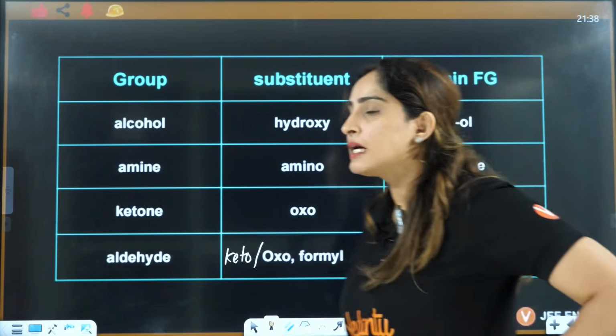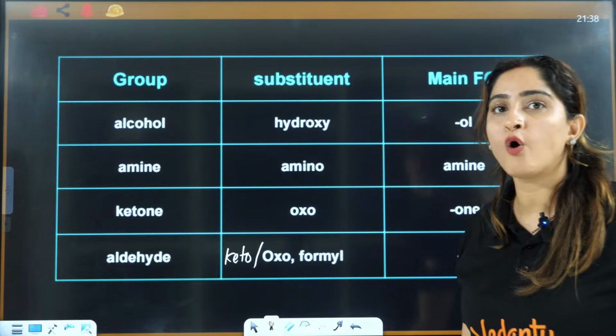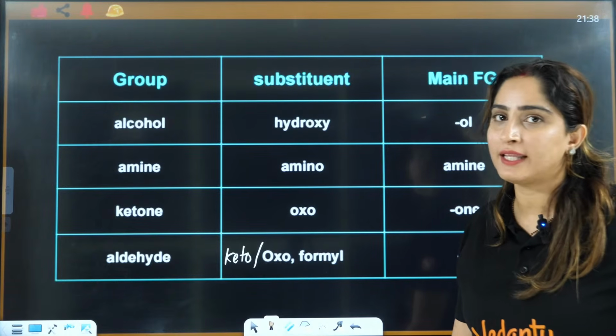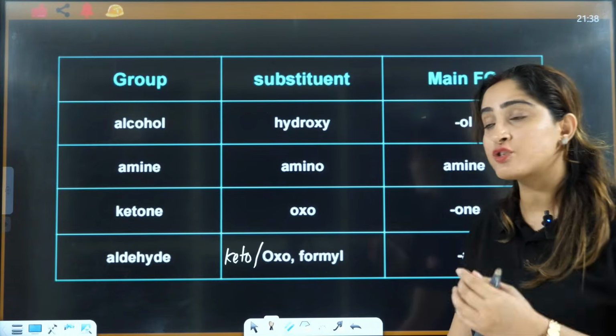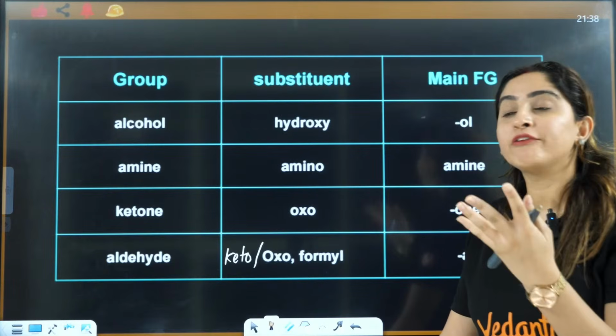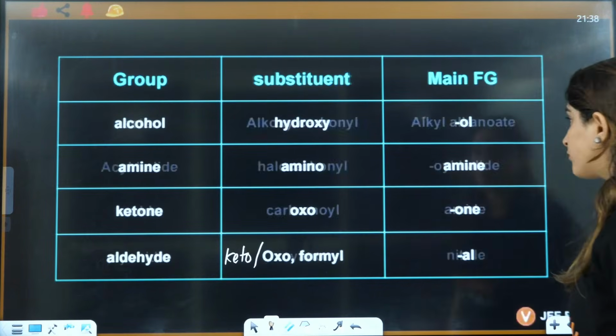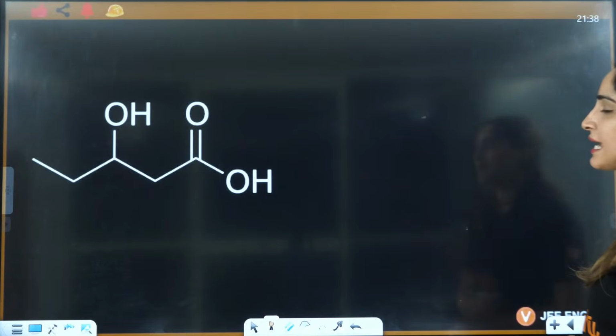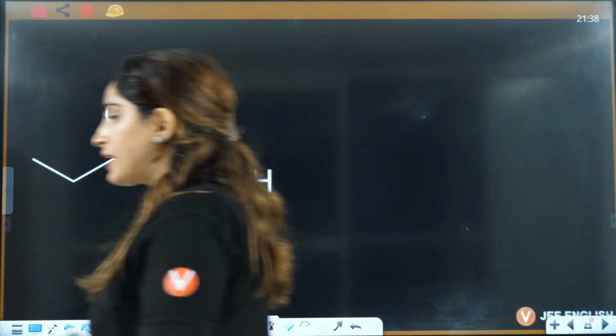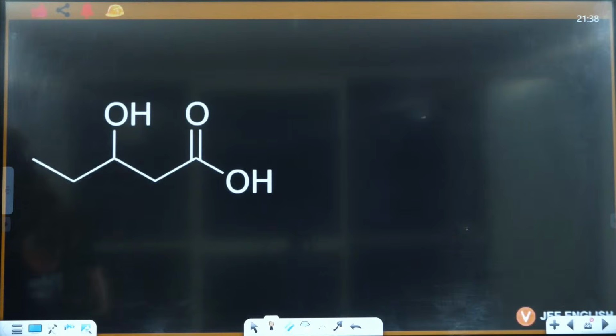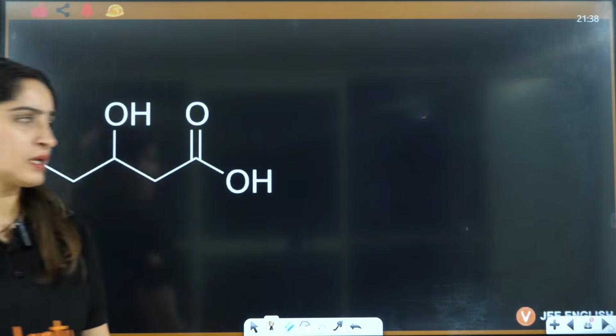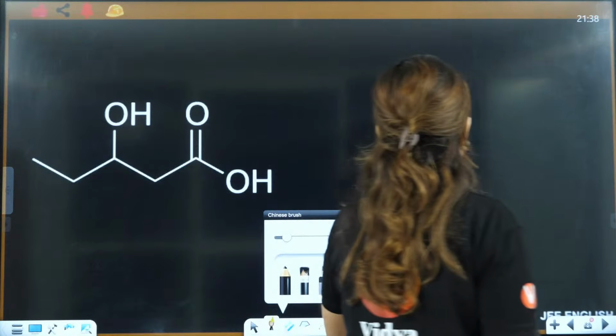Now, let's understand how we write all these compounds, how we actually understand the polyfunctional groups, with the help of examples. Let's understand this with the help of the examples, everybody. One by one we are going to see this.